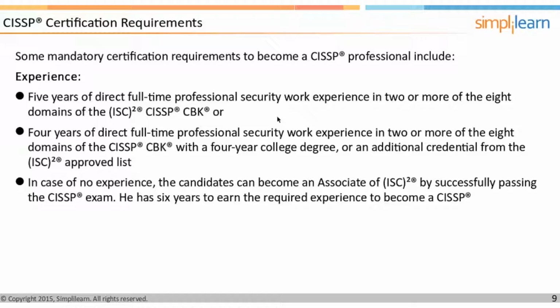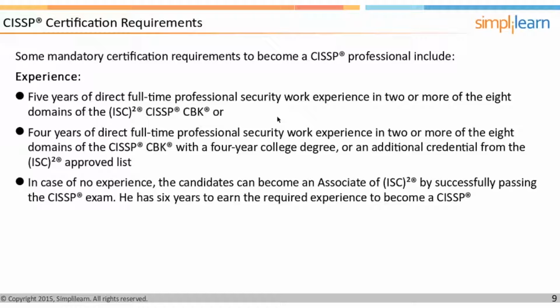In case of no experience, what you can do is become an associate of CISSP. So you cannot call yourself CISSP. You can call yourself an associate of CISSP, which demonstrates that you have the knowledge. However, you may not have had the 5 years of experience that is mandated by CISSP. In this case, you have 6 years to earn the required experience to become a CISSP.